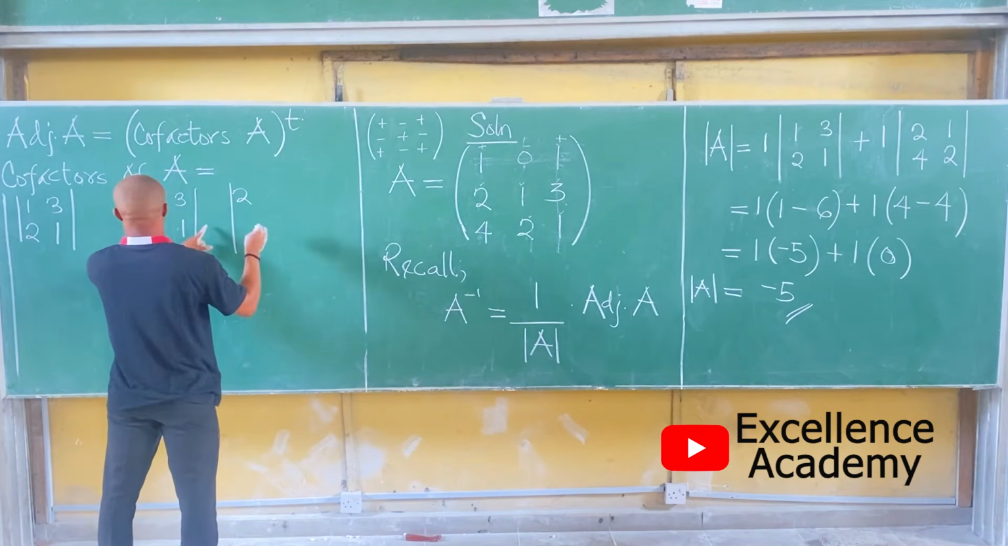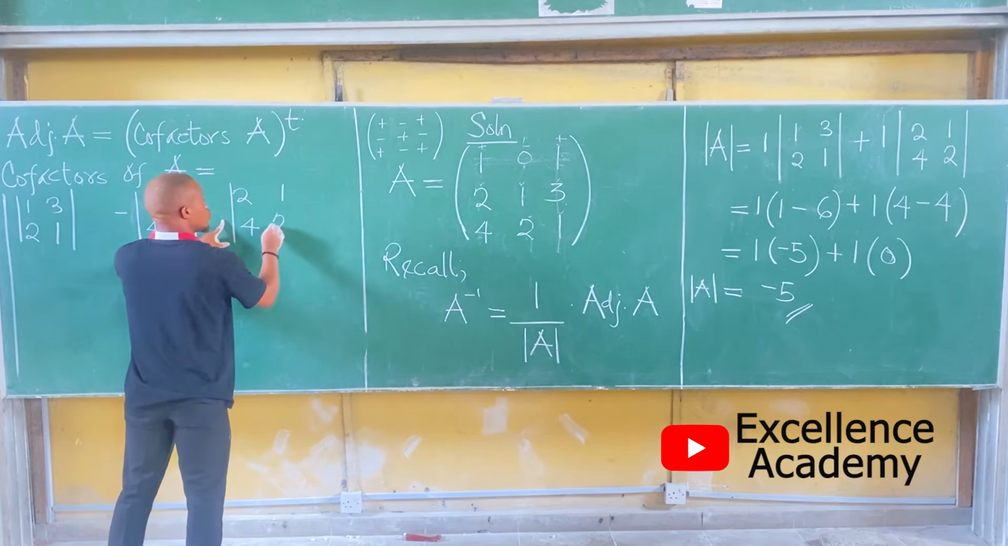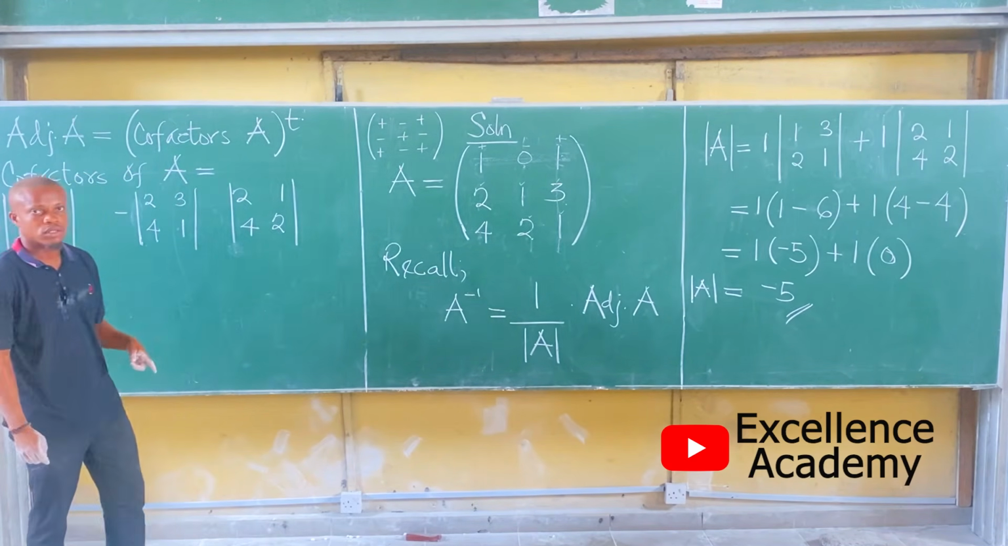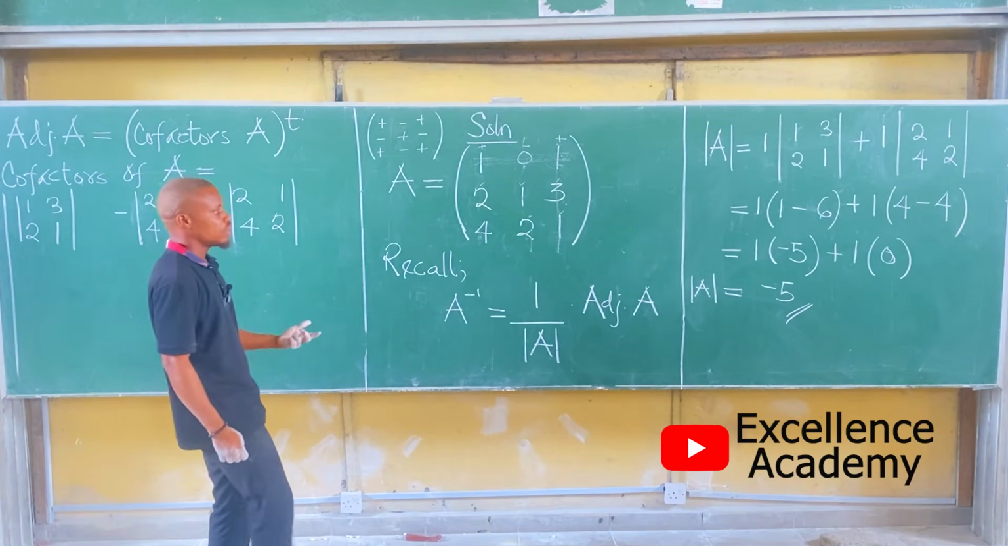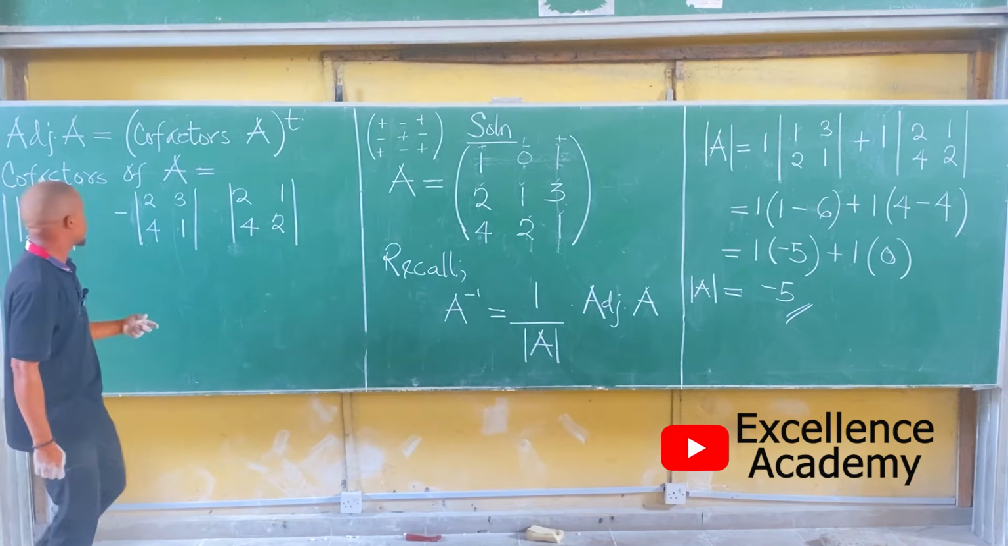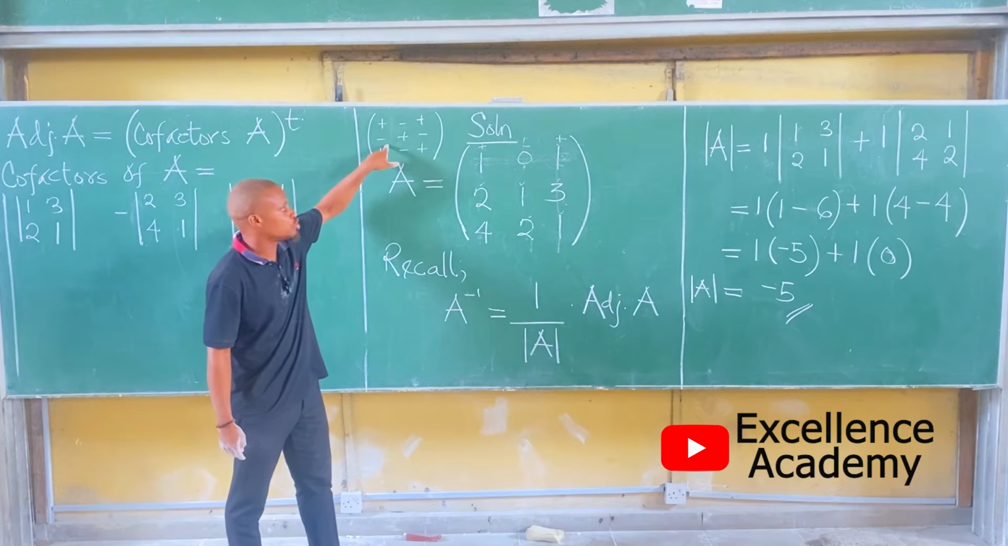2, 1, 4, and 2. All right. Yeah, you don't need to write it. It's still a plus, right? Okay. Next up, we go over to our next sign, minus, right?